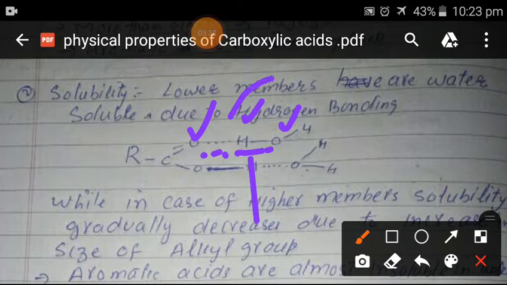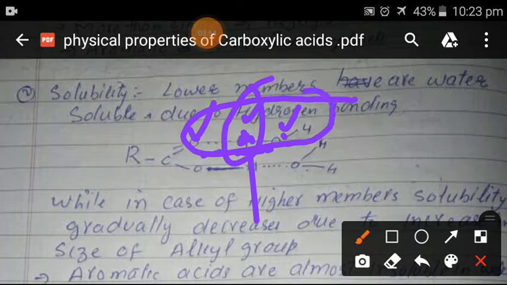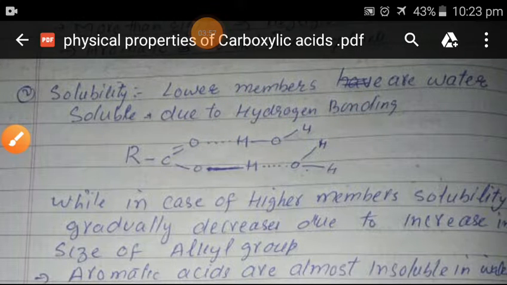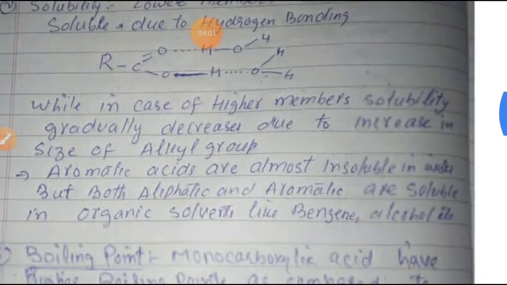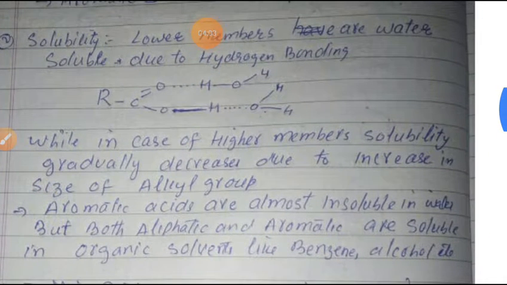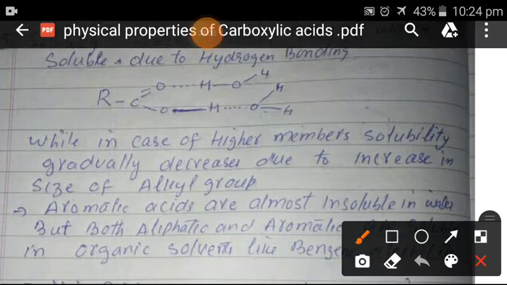This is called a hydrogen bond because more electronegative elements get bonded with the less electronegative, electropositive element hydrogen. Clear? So hydrogen acts as a bridge between two more electronegative atoms. This is the formation of the bond. This bond is called a hydrogen bond. You already know about this. Clear? So due to this hydrogen bonding, lower members of the carboxylic acids are soluble in water.